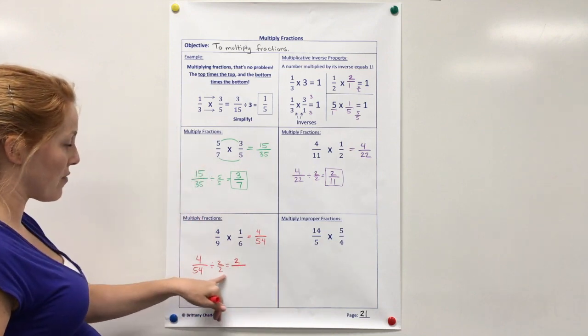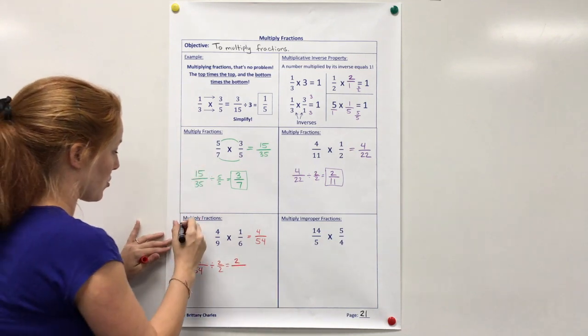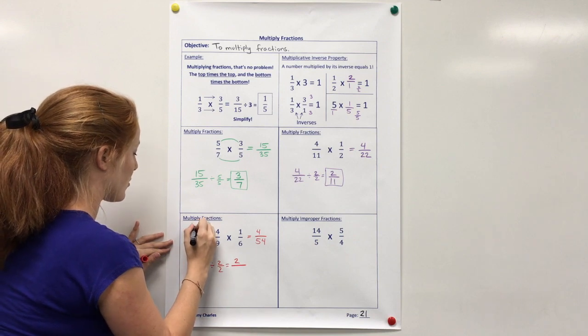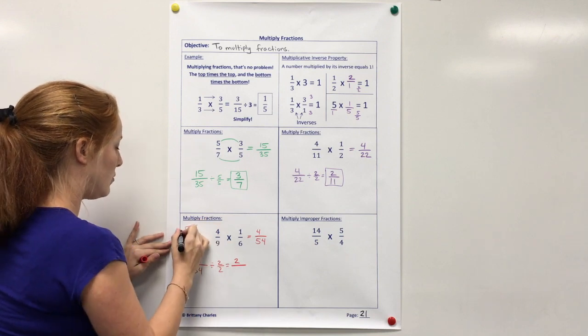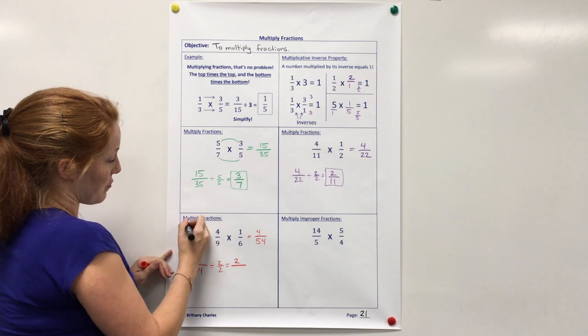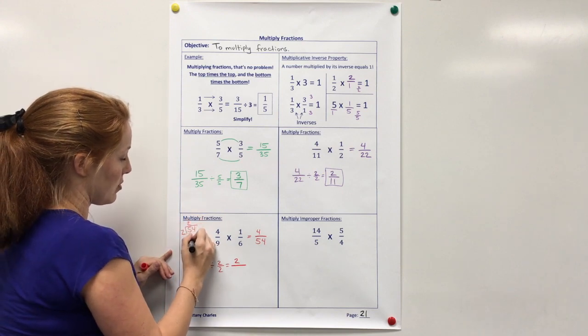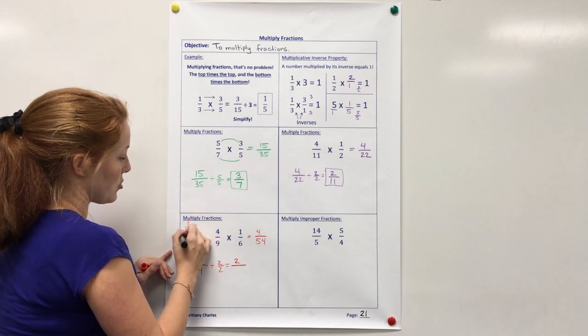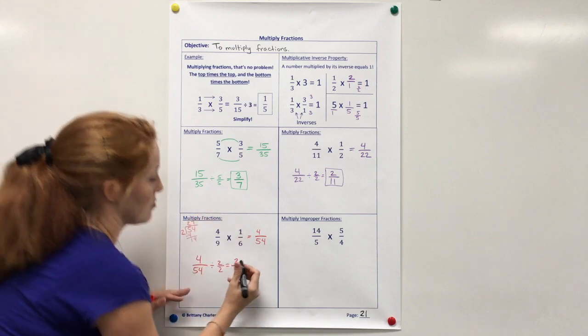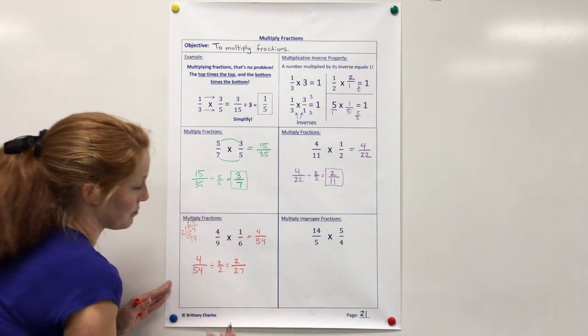And then again, if you don't have this memorized or know it off the top of your head, just come over to the side and let's divide by 2. 2 goes into 5 twice, which is 4. Bring down the 4. 2 goes into 14 7 times. So this would be 27.